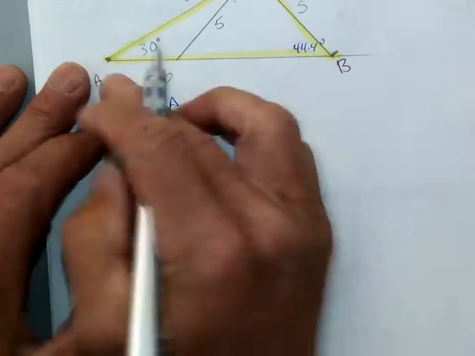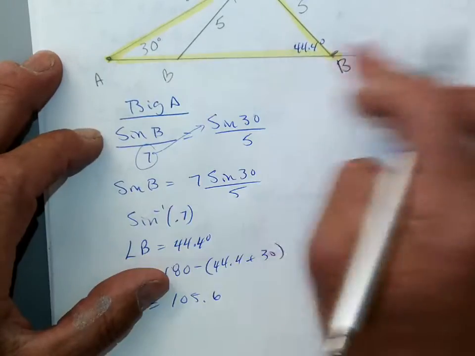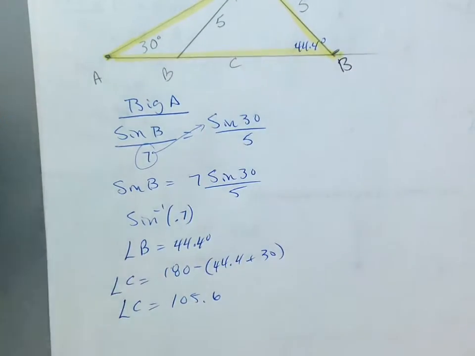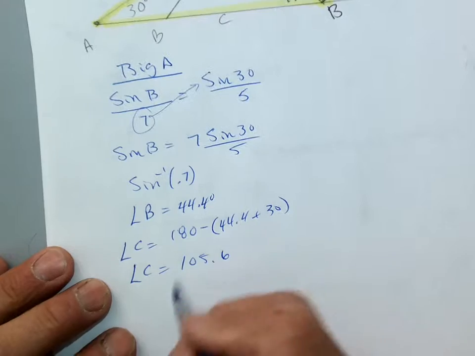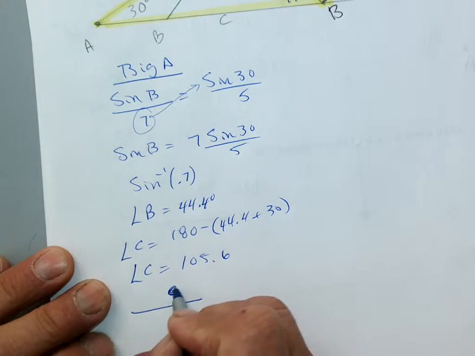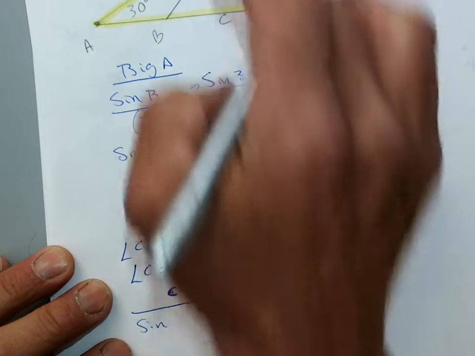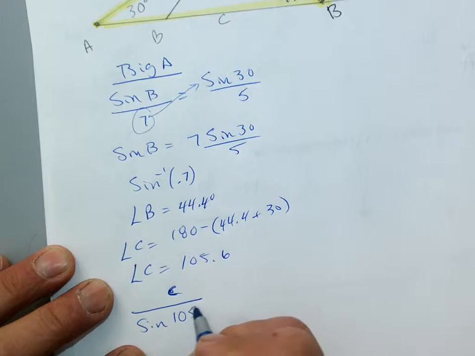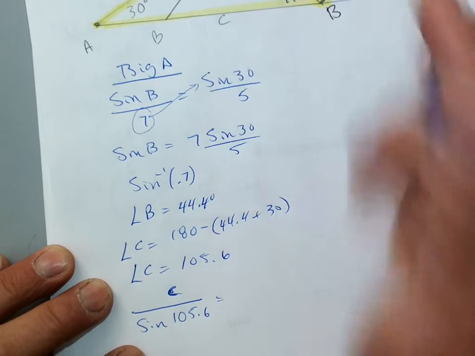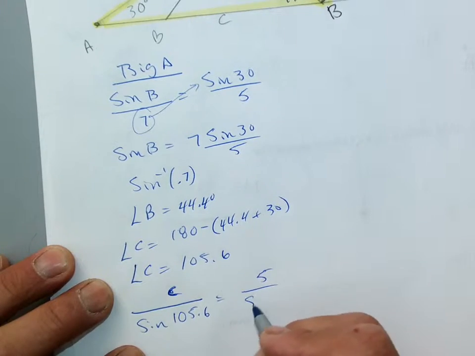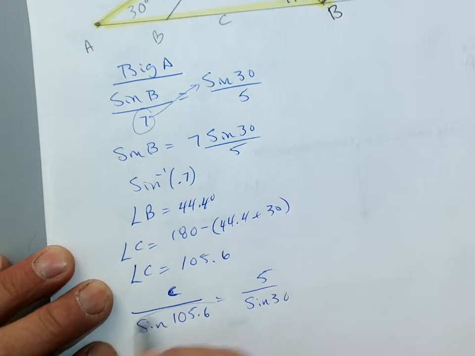105.6. Then side C. Side C is this long side, and I'll find that by the law of sines. I need to find the side, so I put that on top. So we go C over the sine of 105.6 equals 5 over the sine of 30. Multiply that up.